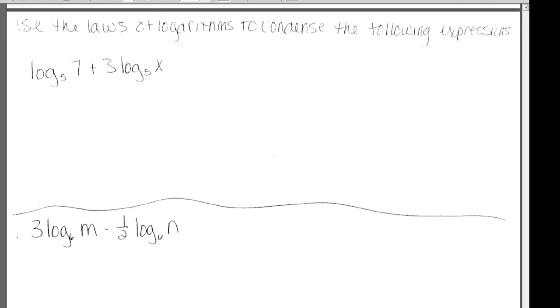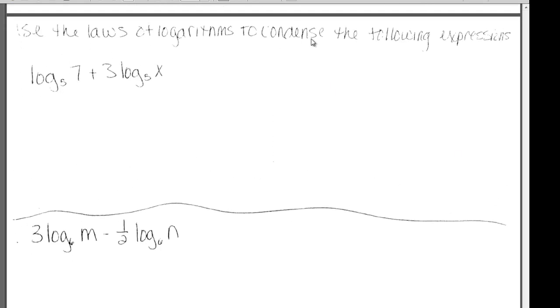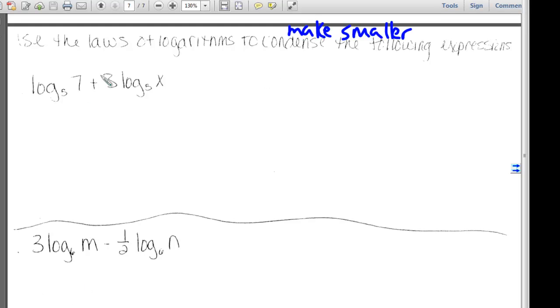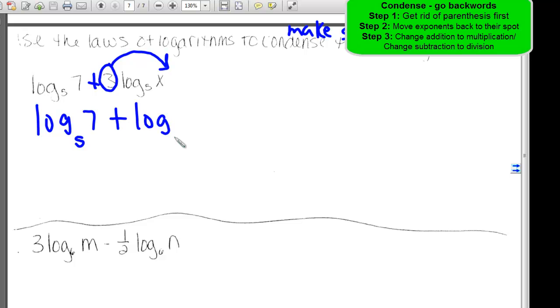We're going to use the logarithms to condense the following expressions. That means, condense means to make smaller. So since there's an addition sign, we are going to use multiplication, but I also need to remember to bring this 3 back up as an exponent. So I will do this first. Log base 5 of 7 plus log base 5 of x to the third.